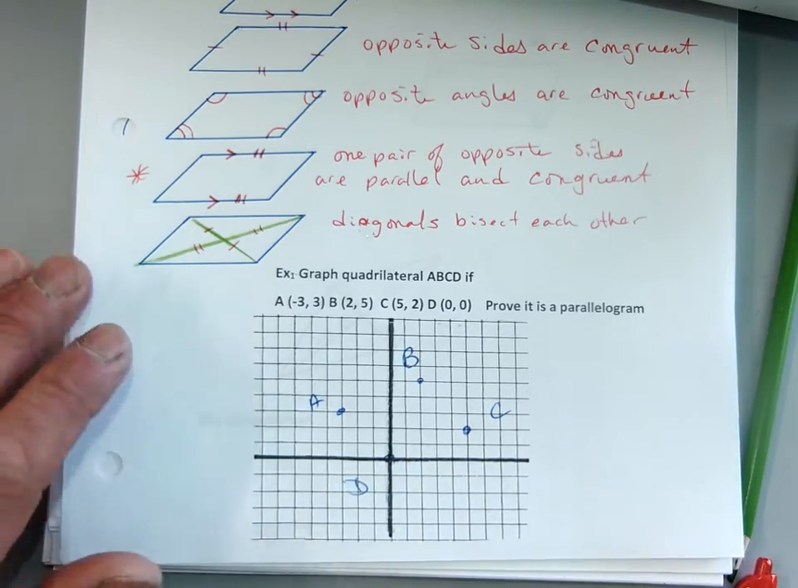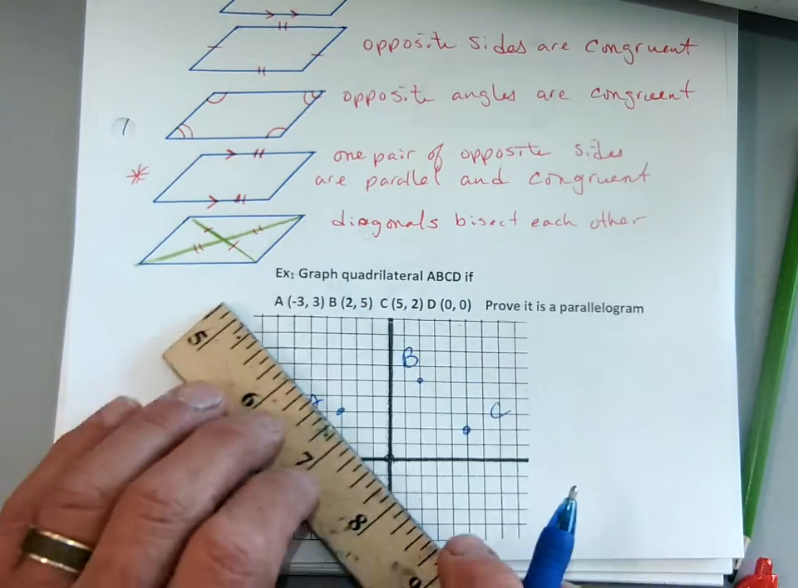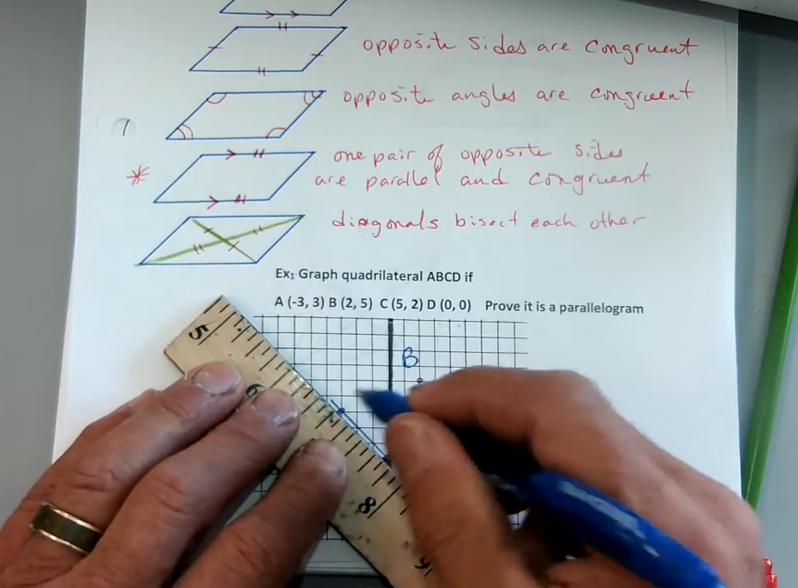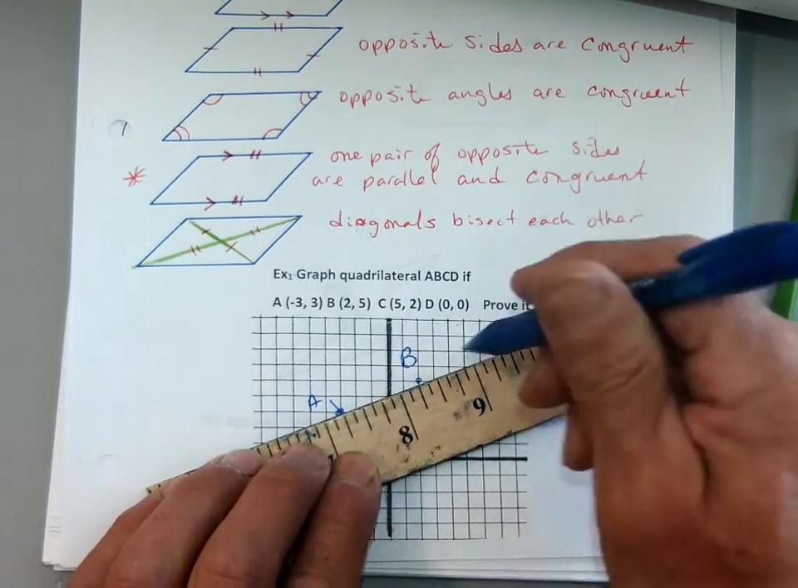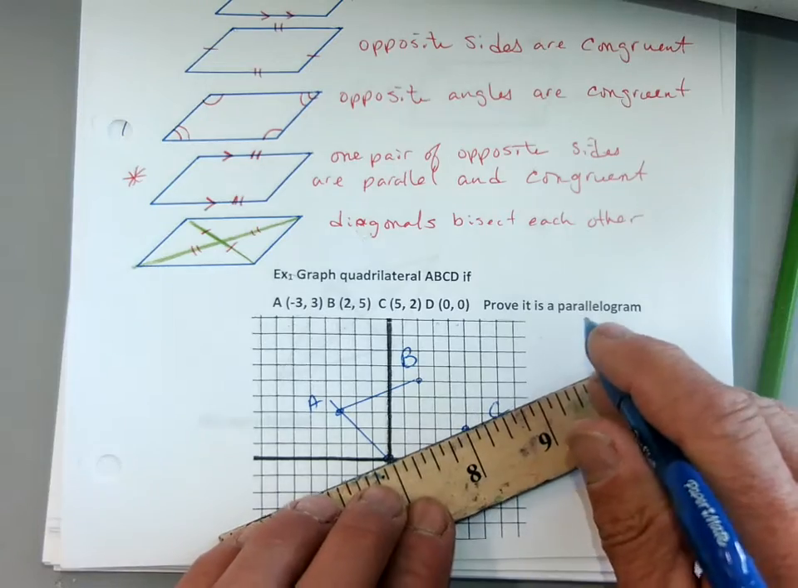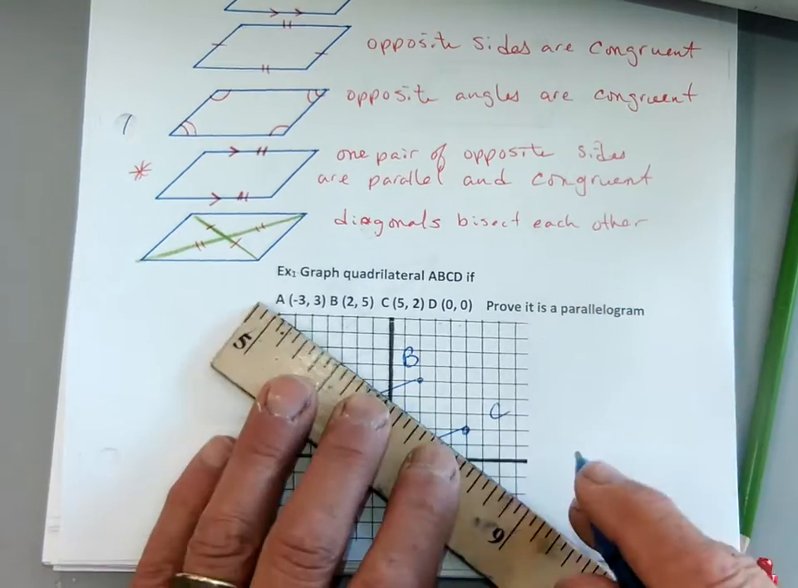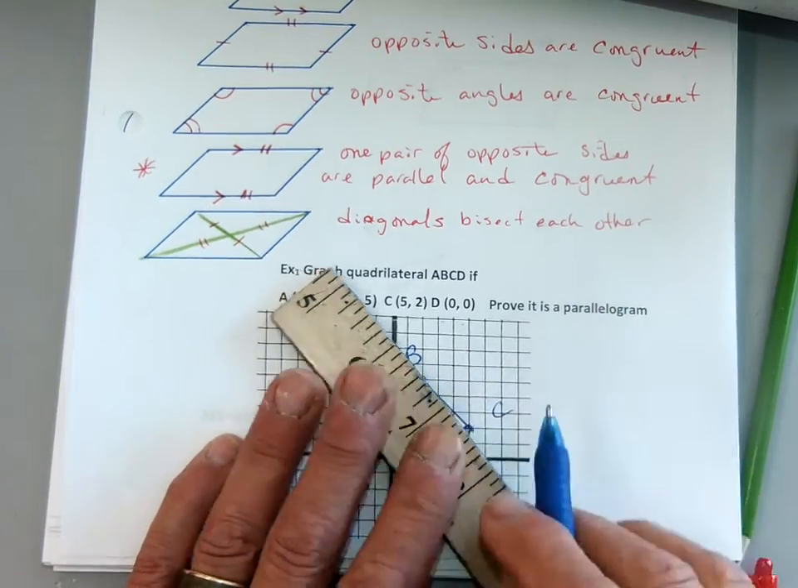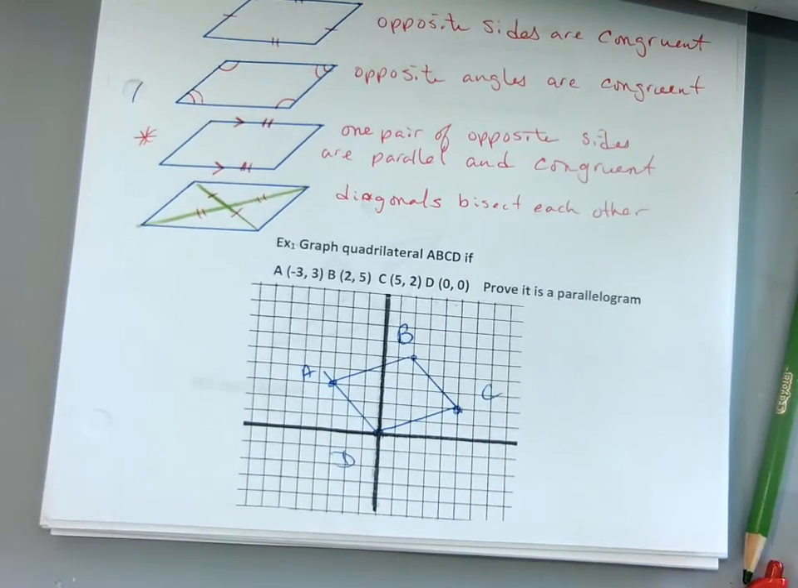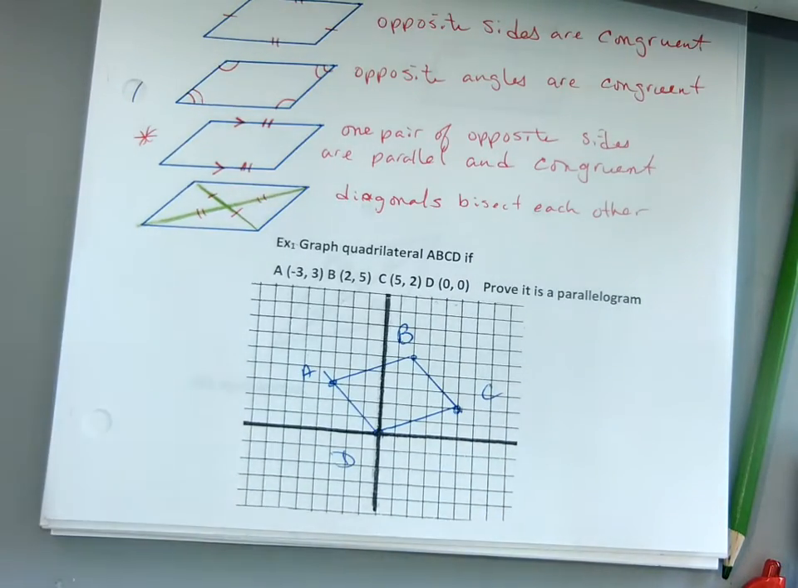Okay, let me go ahead and graph it in, okay? Nope, a little bit too long there. It's all right, it'll work. All right, so just looking at this picture, is it a parallelogram? Looks like it, but how can we prove it?